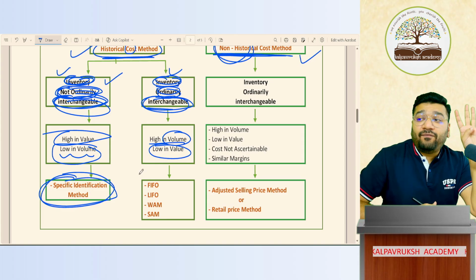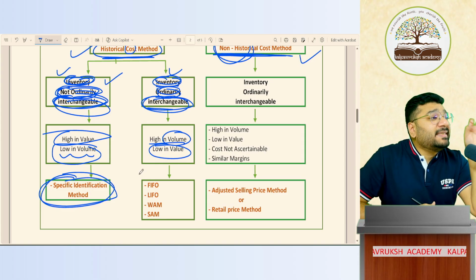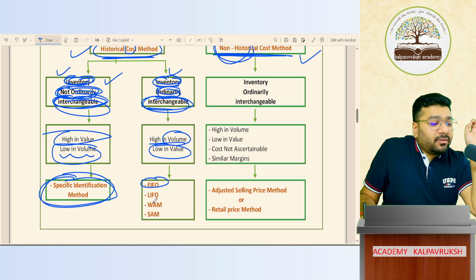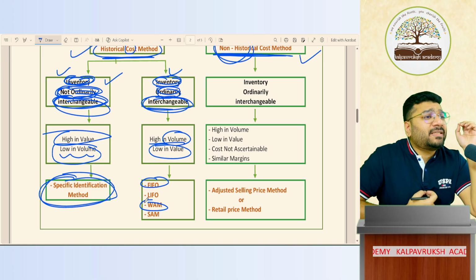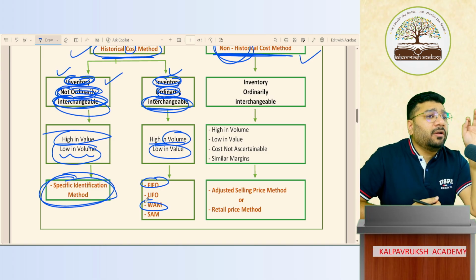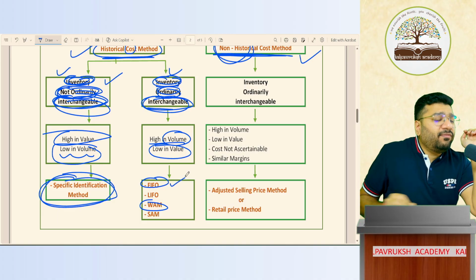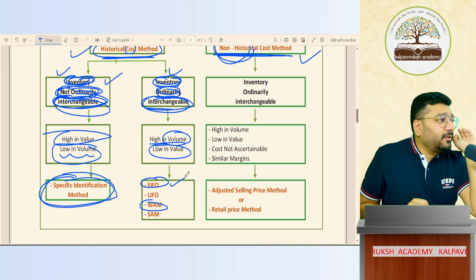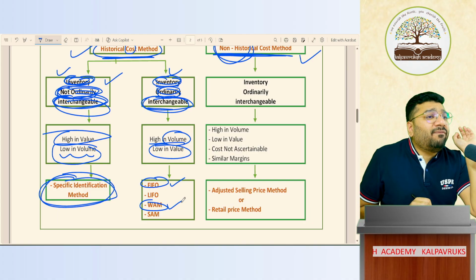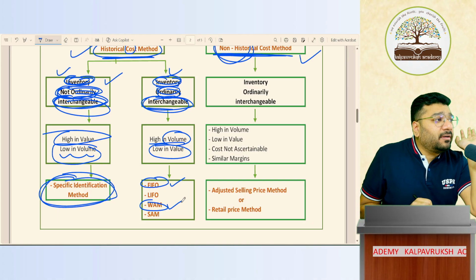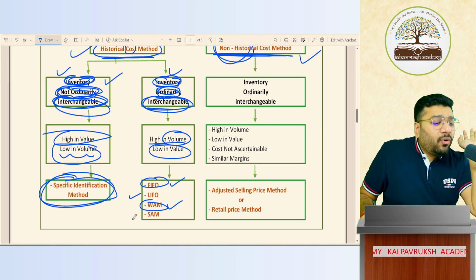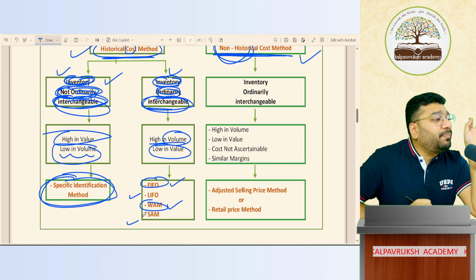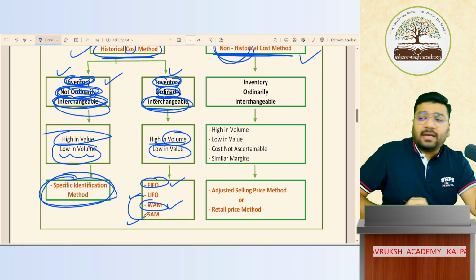For that, four methods have been suggested in your CA Foundation, of which two are suggested by Accounting Standard 2. Accounting Standard 2 emphasizes majorly on two things. First is called FIFO, first in, first out method. And the second thing they emphasize is the weighted average method. LIFO and simple average method are the other two. These two are given at the foundation level.